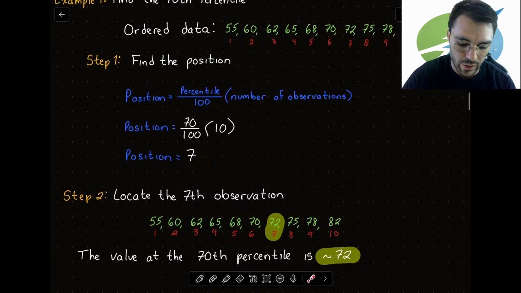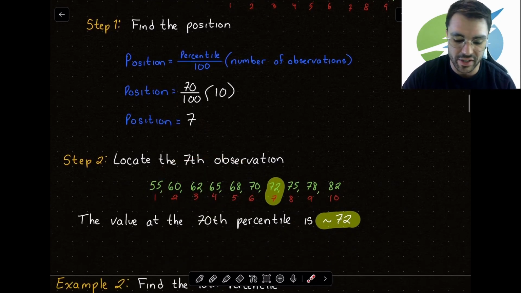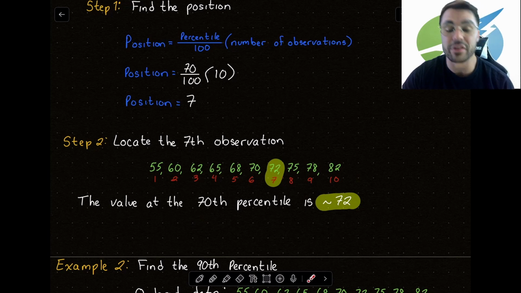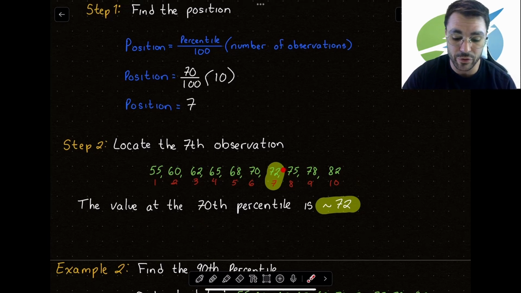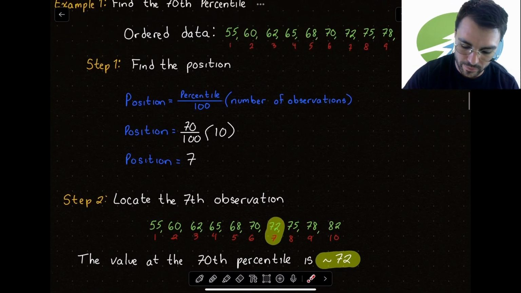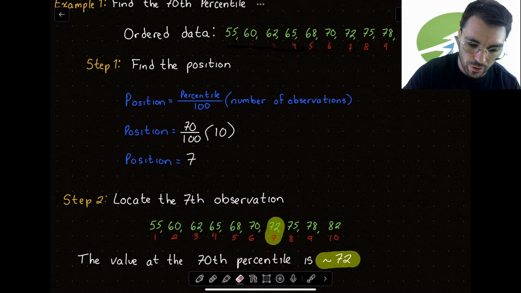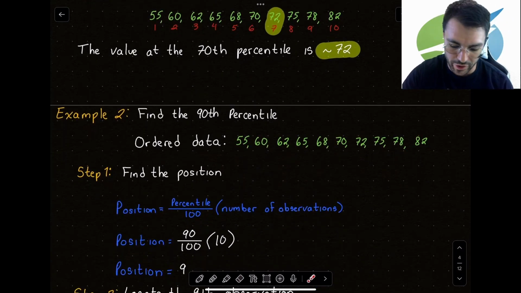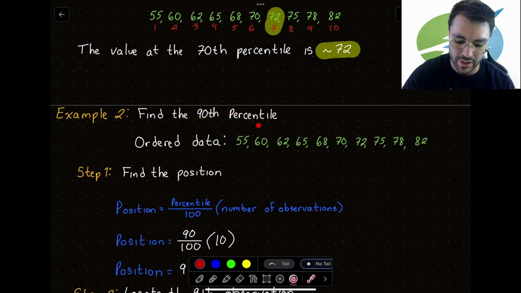Step 2, locate the 7th observation. I have them listed here again: 1, 2, 3, 4, 5, 6, 7. The 7th position is 72, so the value at the 70th percentile is about 72. So you could say if your score is 72, you're in the 70th percentile. Cool. Another example, looking for the 90th percentile.